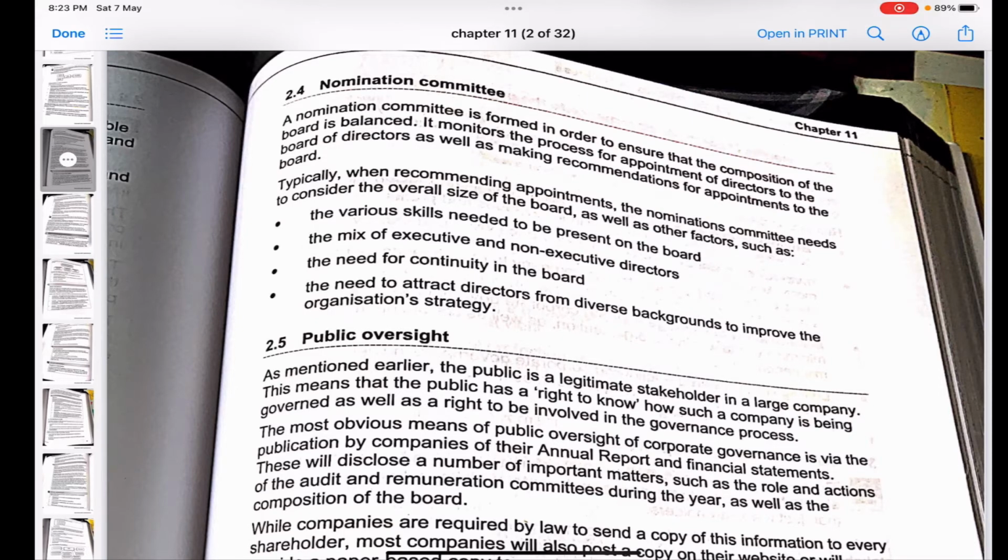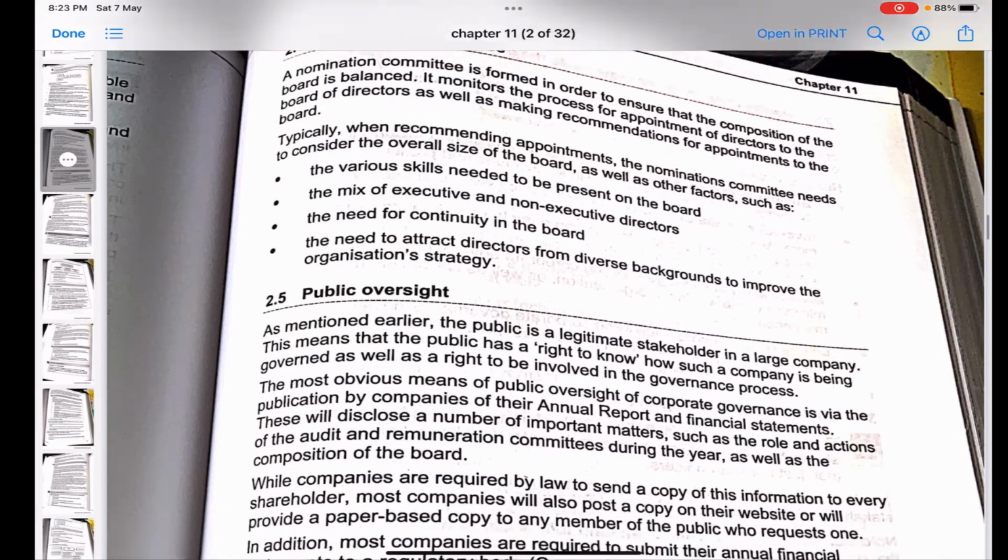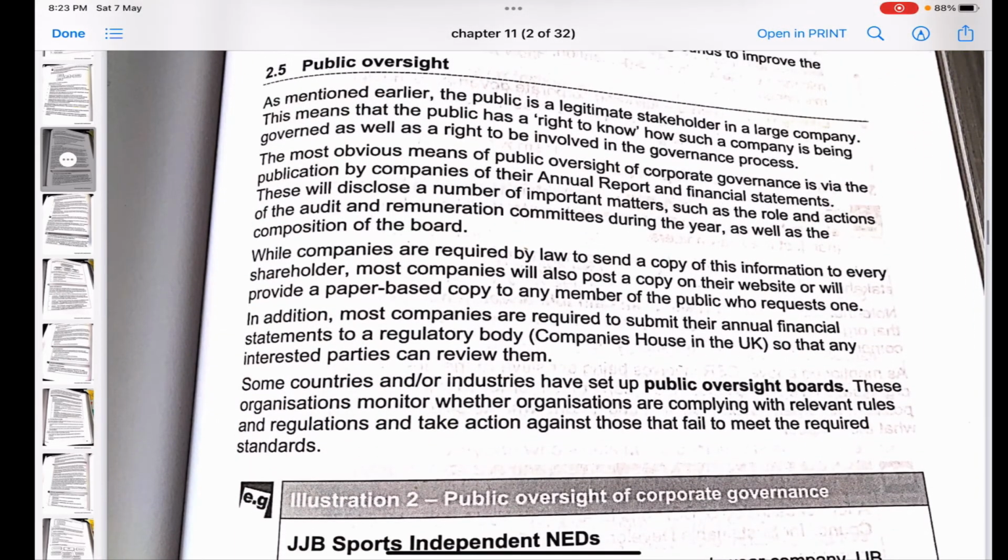So they have to check the various skills which are needed to be present on the board, the mix of executive and non-executive directors, whether they are present in the correct numbers, whether the composition is right, and the need for continuity in the board. They need to attract directors from various backgrounds to improve the organization's strategy. So why do we need a nomination committee? For maintaining the composition and the balance in the board.